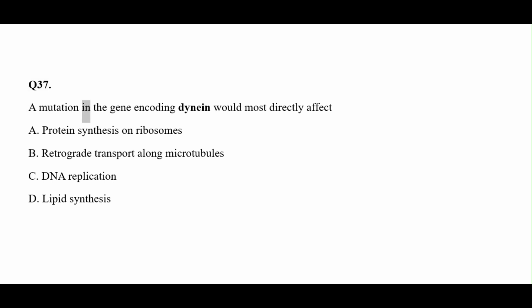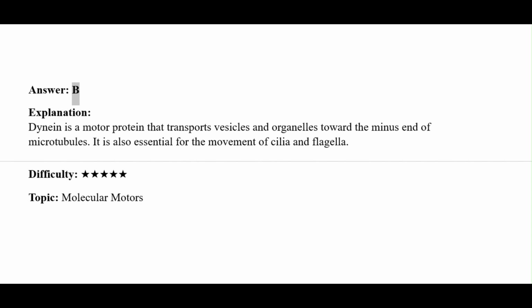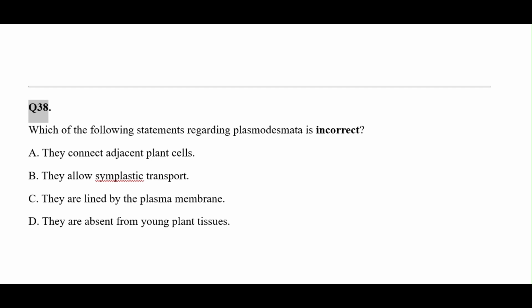Q37. A mutation in the gene encoding dynein would most directly affect A. Protein synthesis on ribosomes. B. Retrograde transport along microtubules. C. DNA replication. D. Lipid synthesis. Answer, B. Explanation. Dynein is a motor protein that transports vesicles and organelles toward the minus end of microtubules. It is also essential for the movement of cilia and flagella. Difficulty. Topic: Molecular motors.